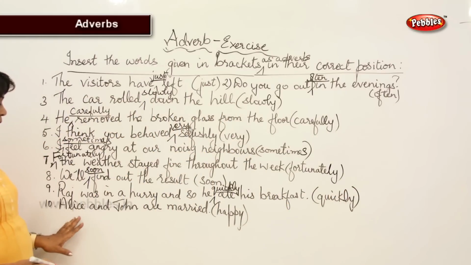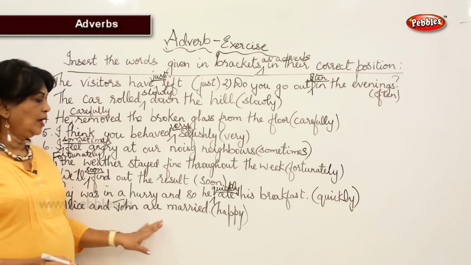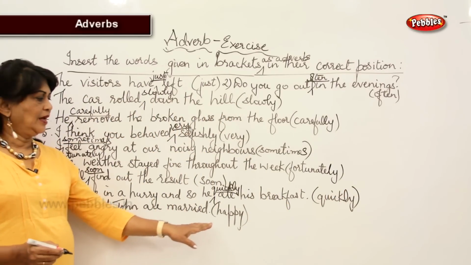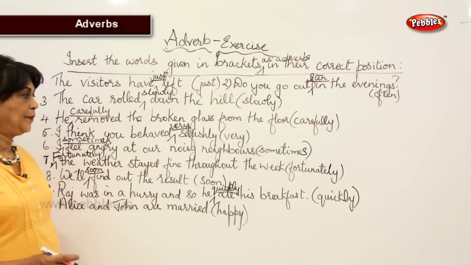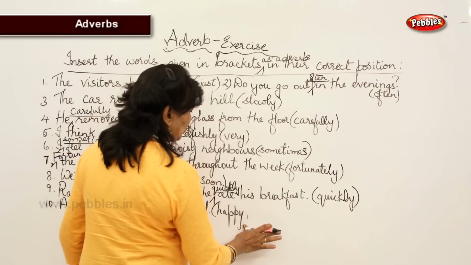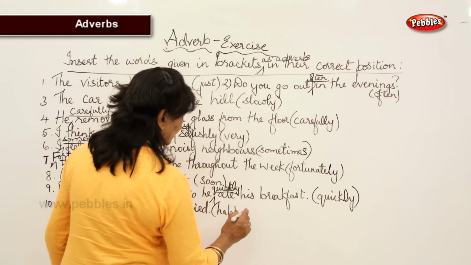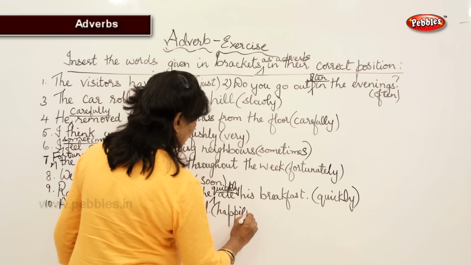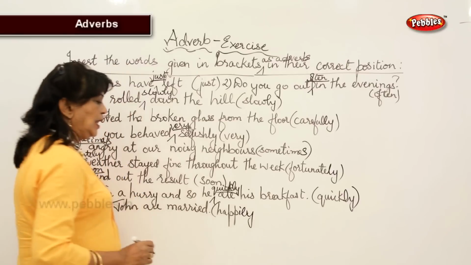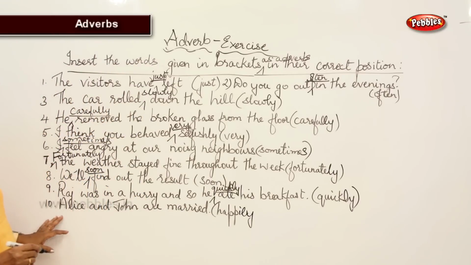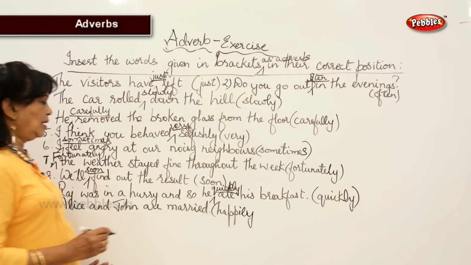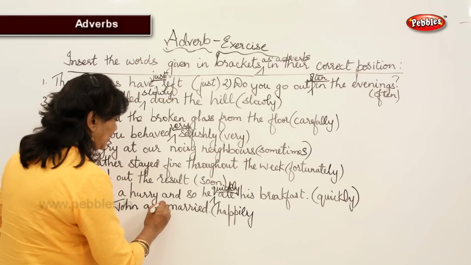Next one. Alice and John are married, and the word given here is happy. How will you change this into an adverb? Happily. Alice and John are happily married.